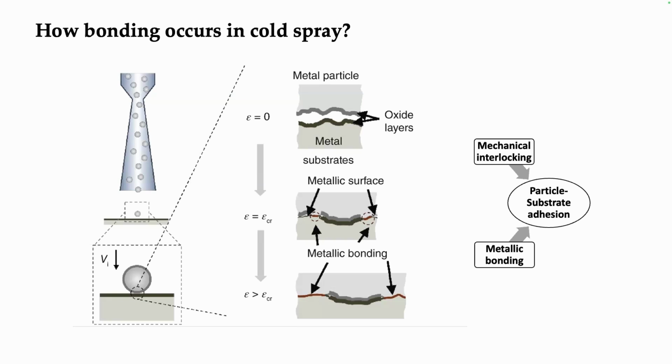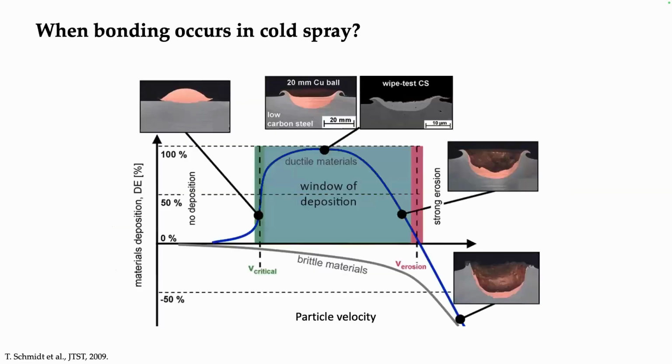So a combination of mechanical interlocking and metallurgical bonding are helping, let's say, the bonding and adhesion of the particles in cold spray. But not always when we are impacting a particle against the surface do we have bonding. If we consider a specific material, depending on the thermomechanical properties of that material, we always have a range of velocity for those particles that induce bonding.